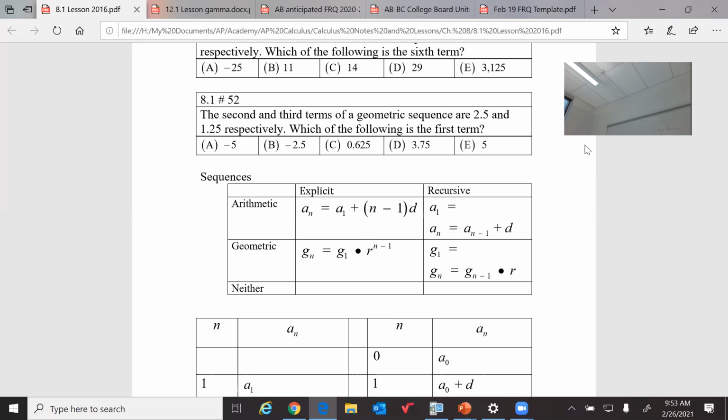Eddie, it is 5. Why? Because what are you doing? When you go from 2.5 to 1.25, you're multiplying by a half. So something got multiplied by 1/2 to give you 2.5. So that something would have been a 5. Or you could say, if I'm going up the t-chart, then instead of multiplying by 1/2, I'm going to divide by 1/2. And dividing by 1/2 is the same as multiplying by 2.